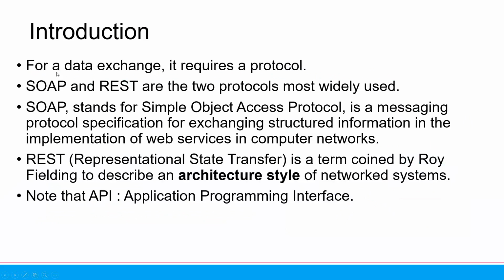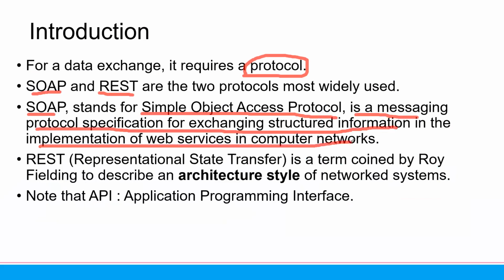For data exchange, it requires a protocol. A protocol is something like a gateway. The first protocol, which was very common in the past, is SOAP. And nowadays, REST is the more popular one. SOAP stands for Simple Object Access Protocol. It is a messaging protocol specification for exchanging structured information in the implementation of web services in computer networks.